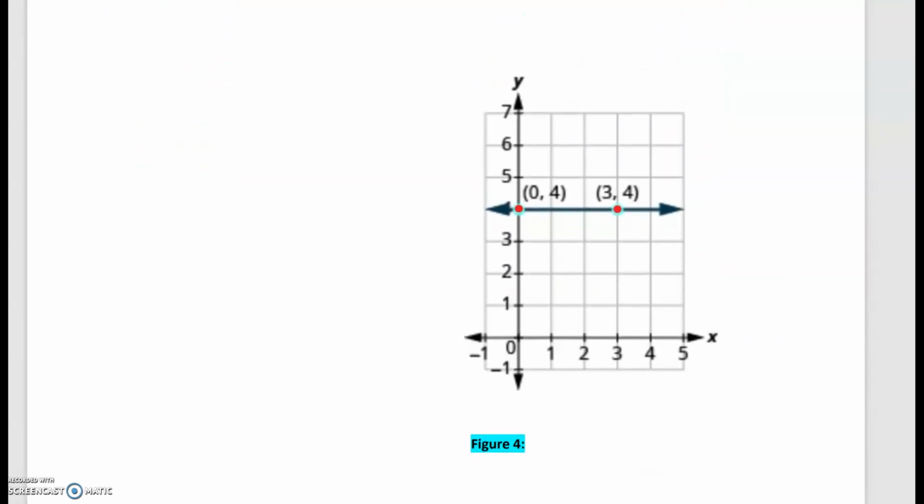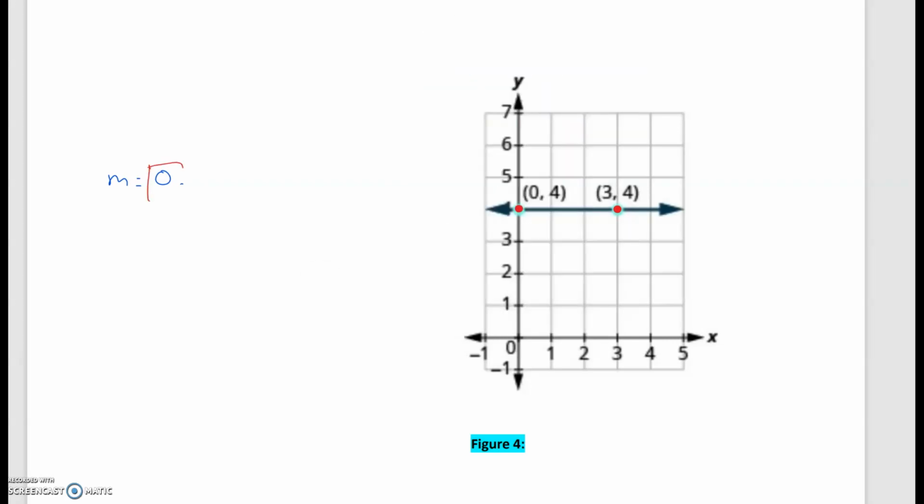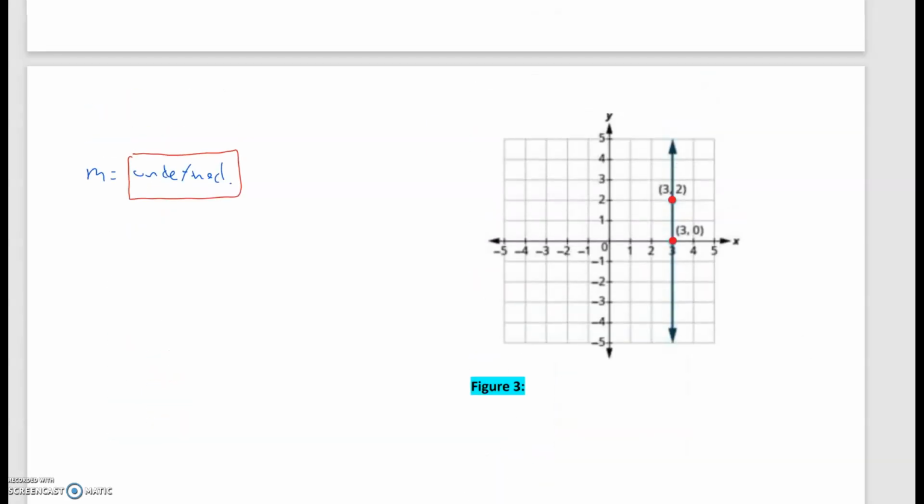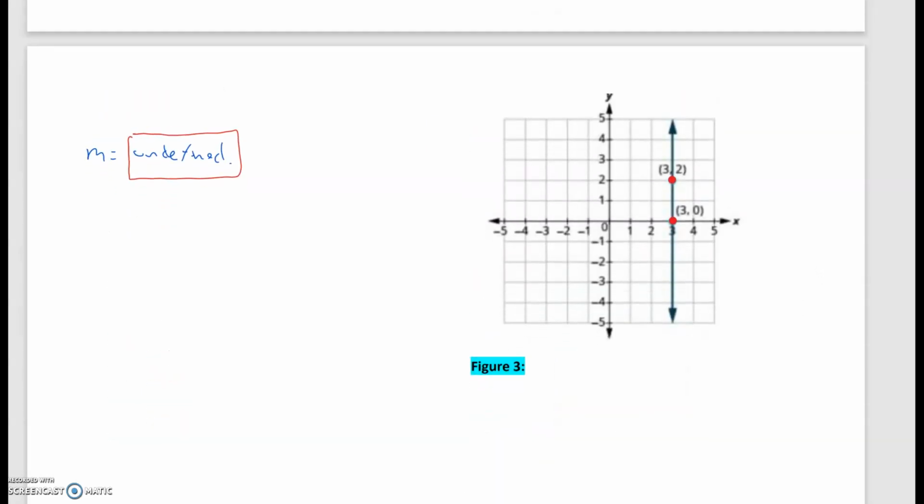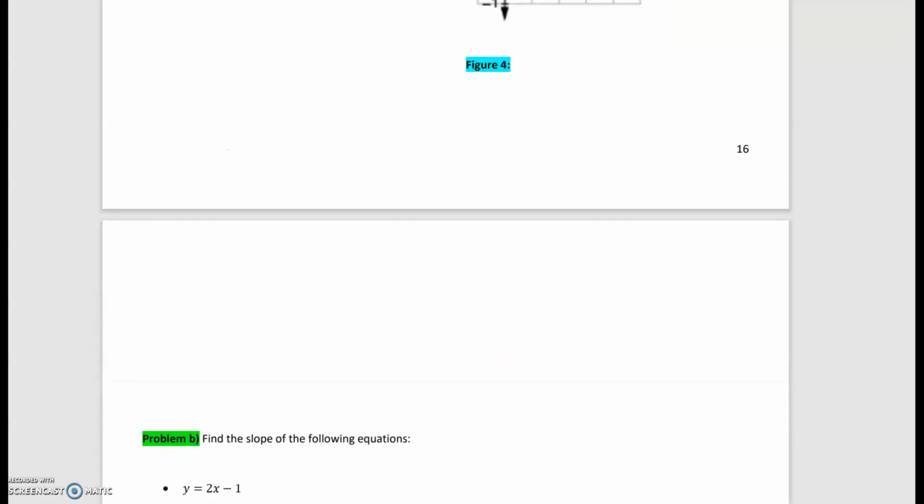Let's take a look at figure 4. It's a horizontal line and it's automatically 0. So by definition, the slope of a horizontal line will be 0. The slope of a vertical line will be undefined. That's actually it for the first set of problems.